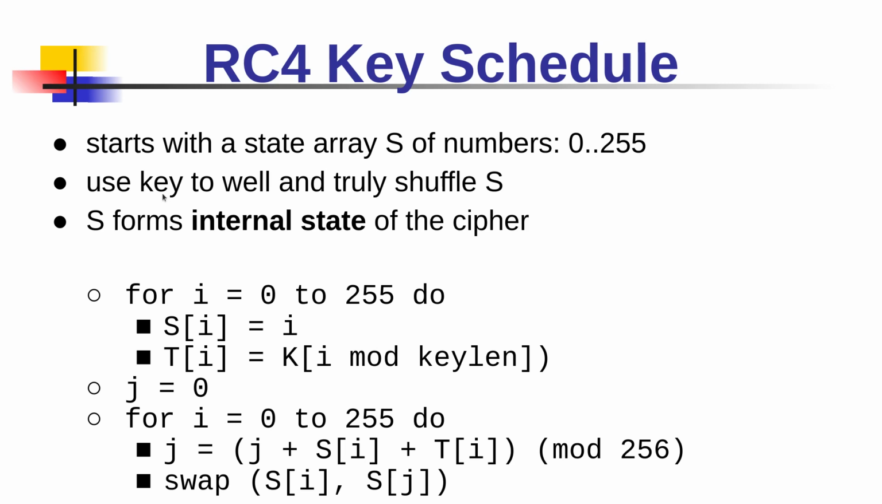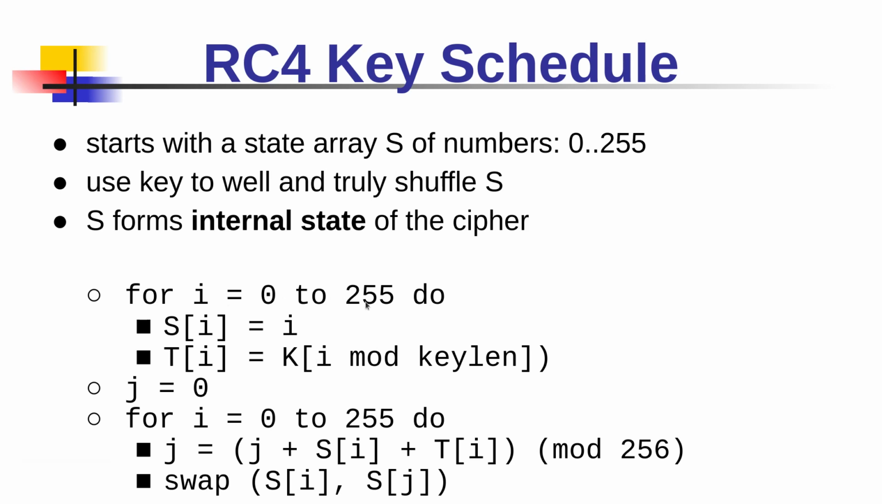Then in each step, depending on the size of the key, we shuffle the values inside this S array, and depending on which values are being shuffled, a particular key value is calculated using an algorithm. We're going to see how it is done. Now, this S forms the internal state of the cipher.